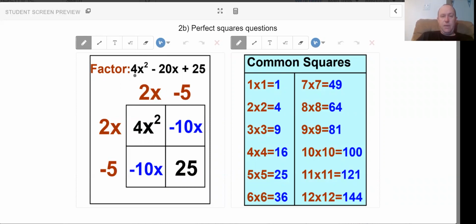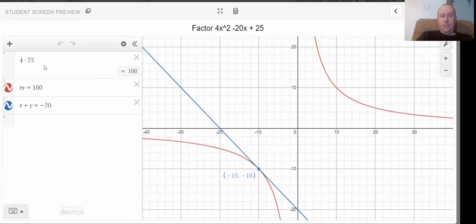25, 5 and 5, 4, 2 and 2. I want the signs to be the same. And I'm trying to get negative 20, so I know I'm going to need negatives here as well. So I could just write down straight away 2x minus 5, 2x minus 5. If you fill in the rest of the grid, you'll indeed see that you do get negative 20x, but that might be a little quicker than multiplying by 4 to get 100 and then trying to do the question like you did last lesson. Now, if you're using desmos, that's exactly what you're going to do.